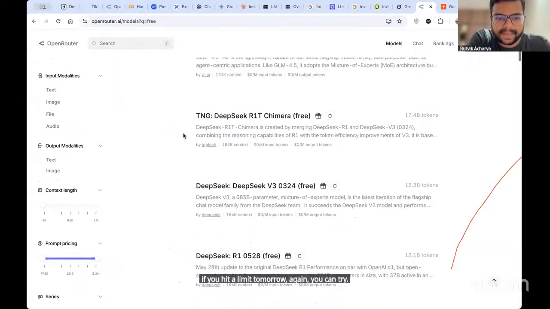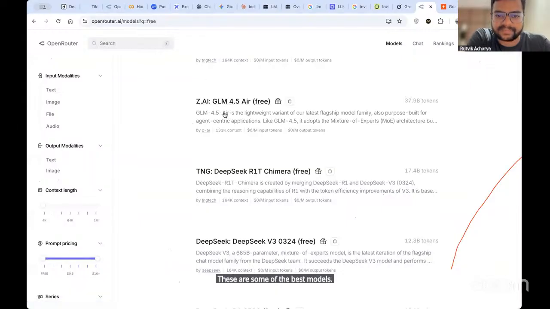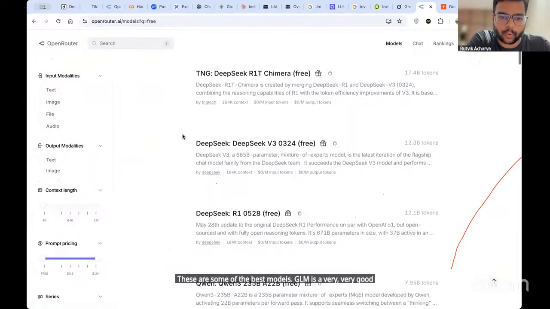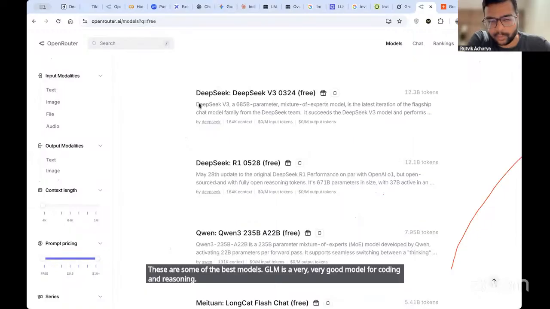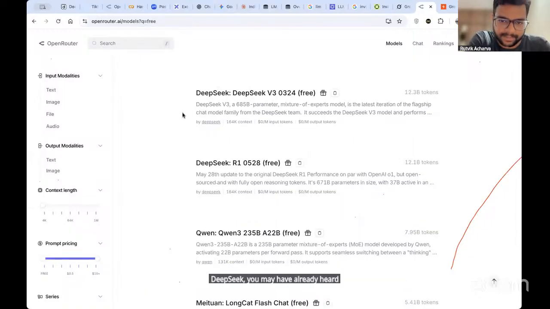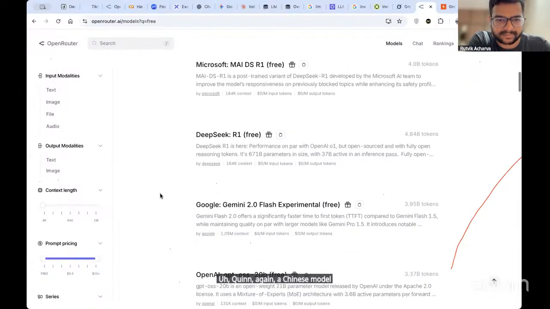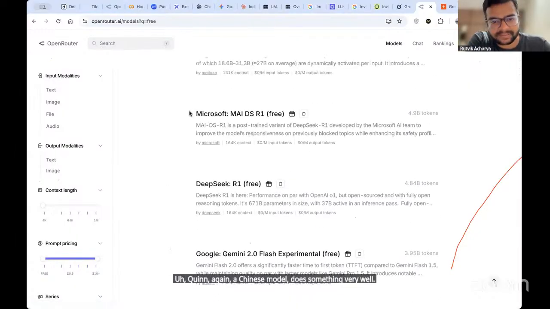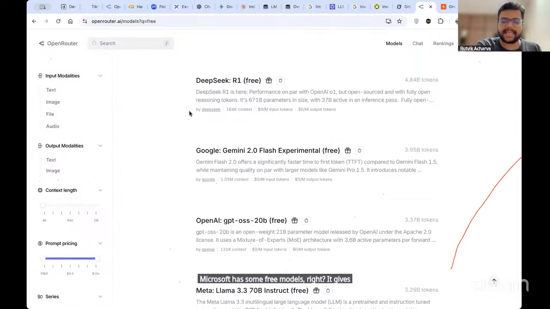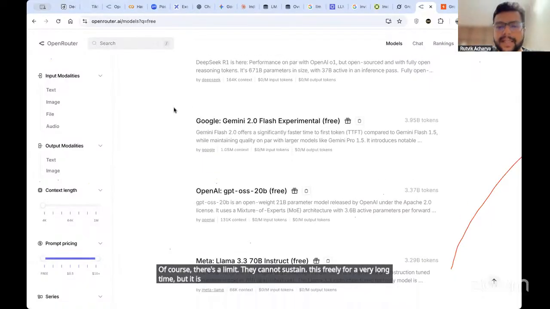These are some of the best models. GLM is a very, very good model for coding and reasoning. DeepSeek, you may have already heard its reasoning capabilities. Qwen, again, a Chinese model, does something very well. Microsoft has some free models, right? It gives many best models for free. Of course, there's a limit. They cannot sustain this freely for a very long time, but it is available, right?